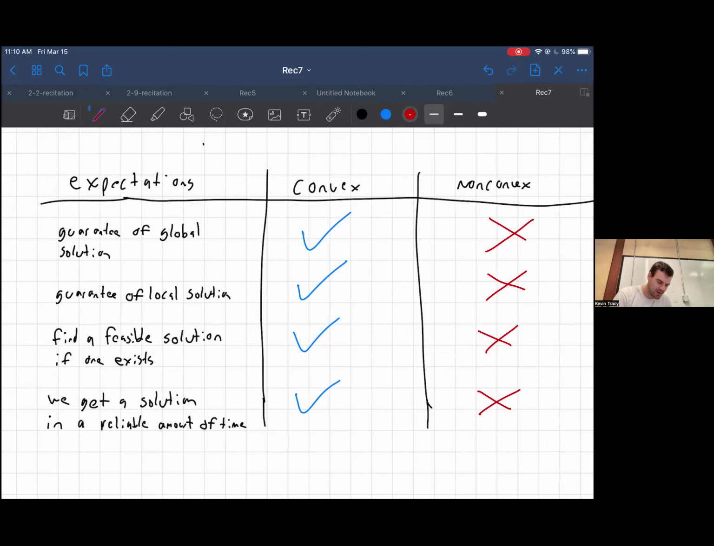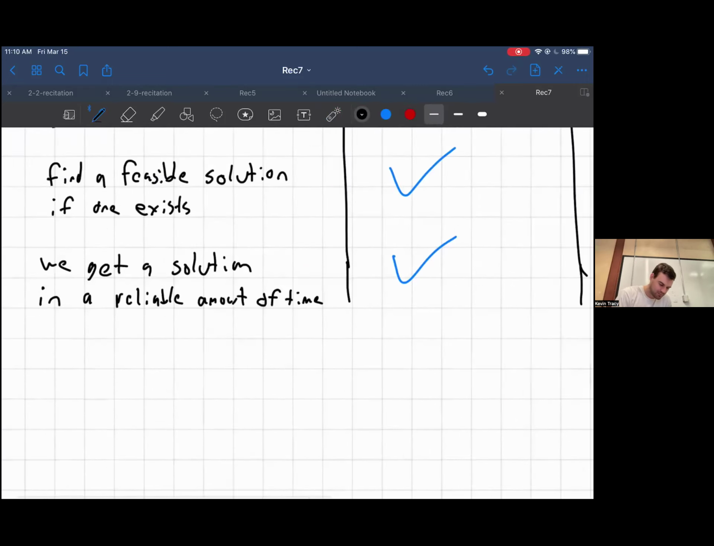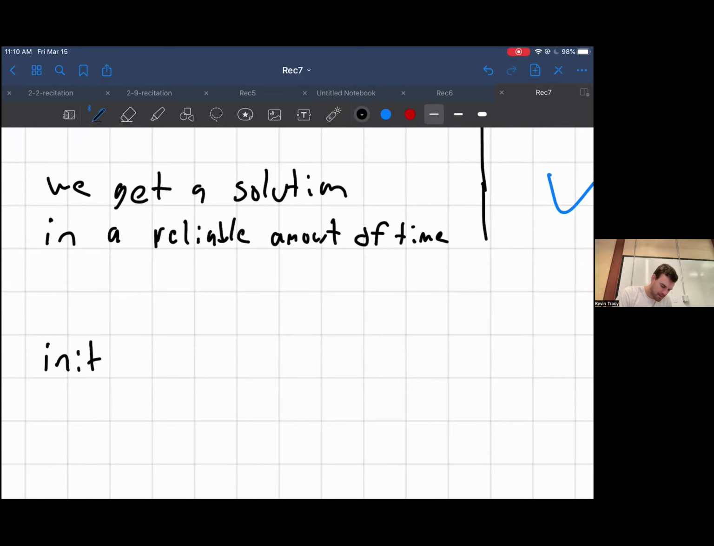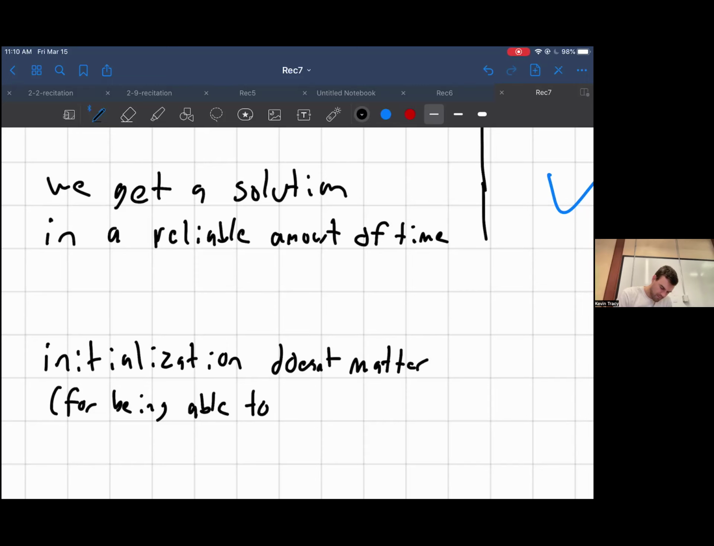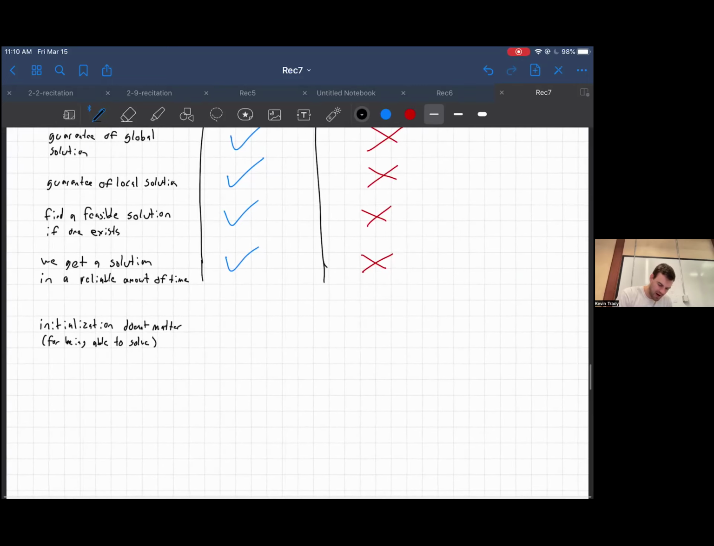So maybe another nice thing to add here is initialization, and whether it matters for being able to solve. So basically, does it matter how well I initialize? For convex problems, it doesn't matter. We don't have to initialize this as anything.